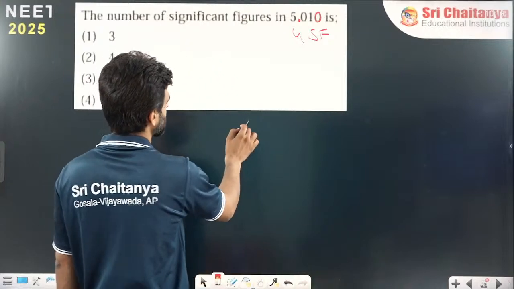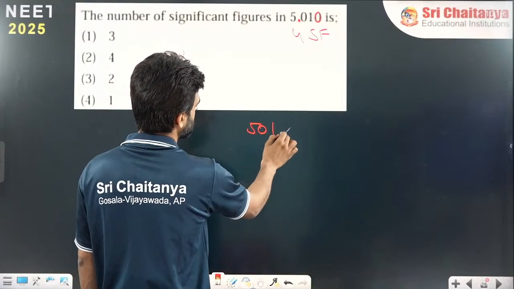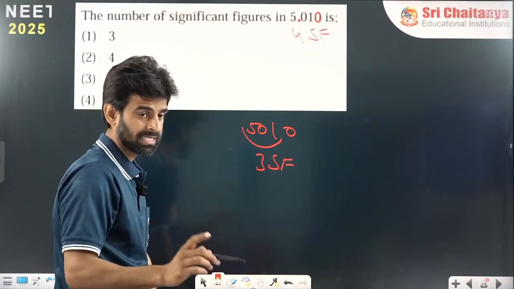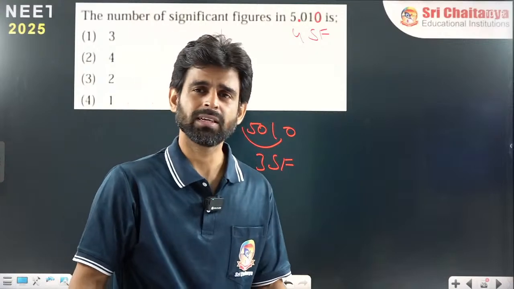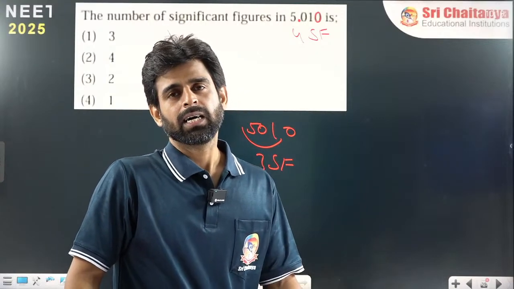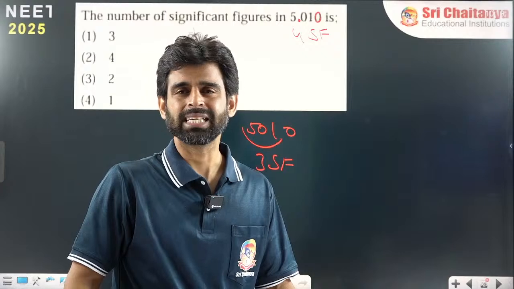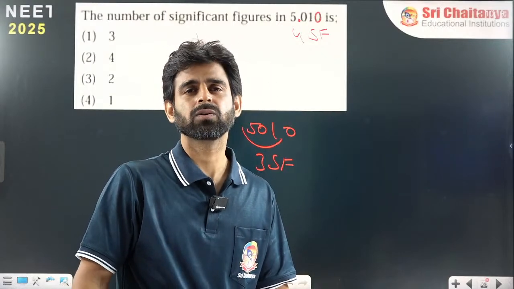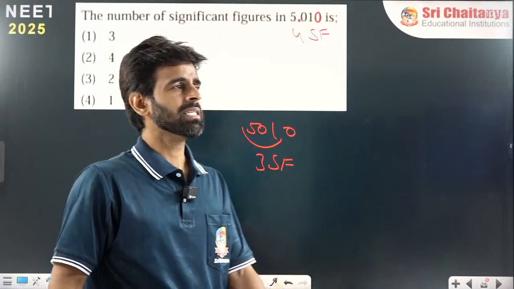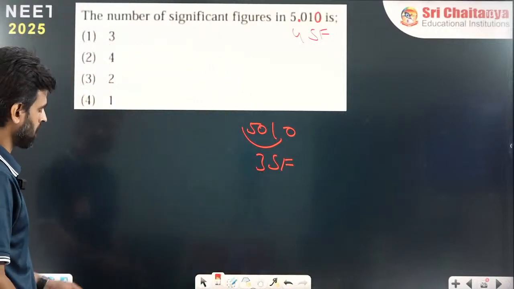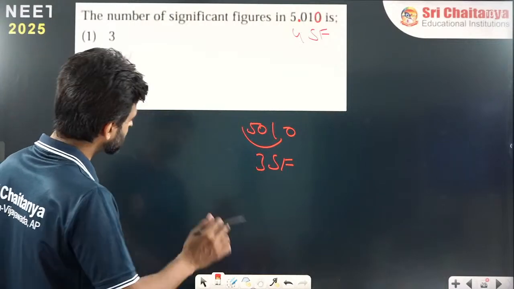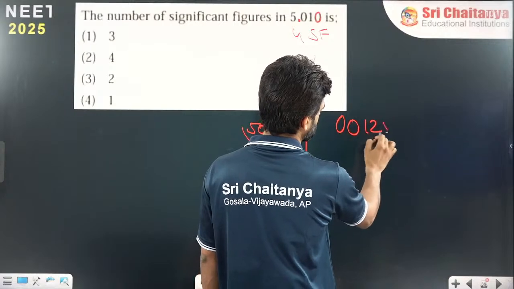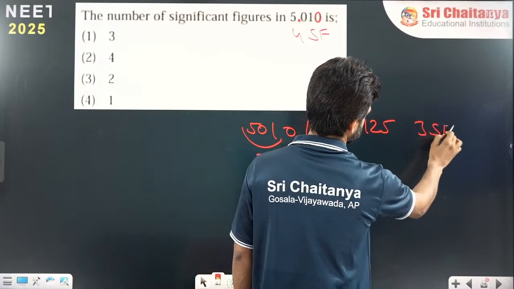But if I see this number only, I am saying just 5, 0, 1, 0, then I will count how many? 3 SF. Right side zeros will be significant only when there is a decimal. If there is no decimal, then right side zeros will not be significant, right? Okay, good. Left side zeros are never significant. I am saying 0, 0, 1, 2, 5. So only 3 SF here.